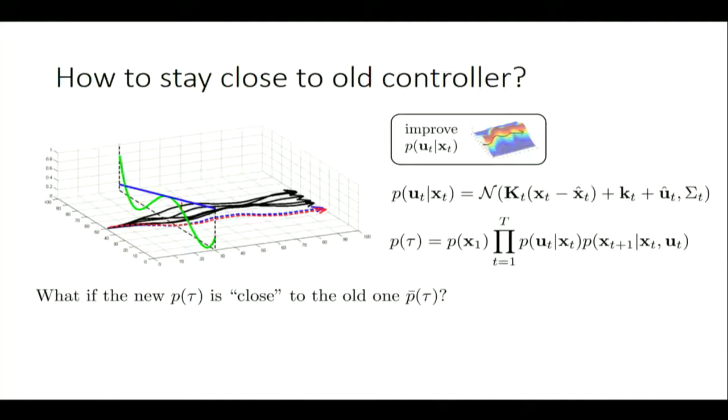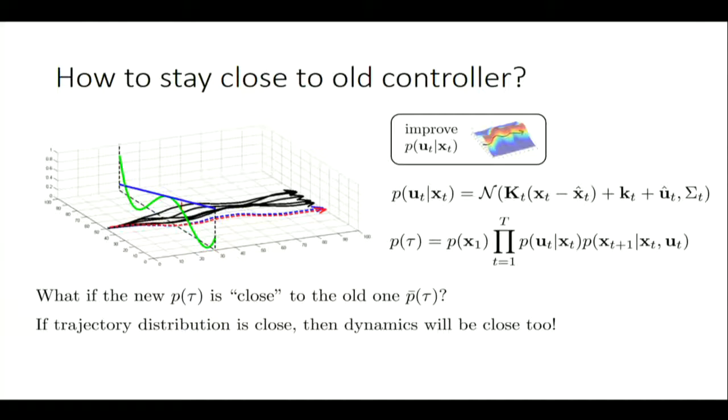If the trajectory distribution is close to the old one, then we can reasonably hope that the dynamics near the new trajectory distribution won't be too different. So how can we keep two distributions close to each other? Well, we need some measure of how close together two distributions are. A very good measure is the KL divergence, and I'll define this on the next slide.